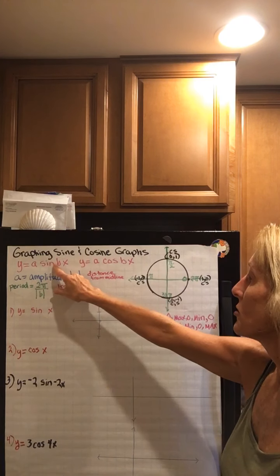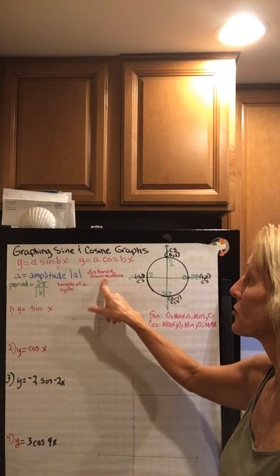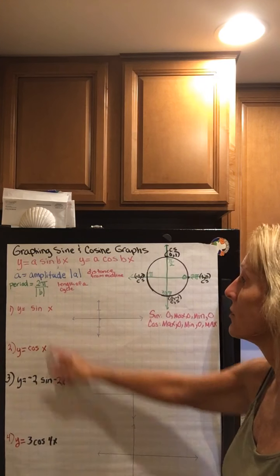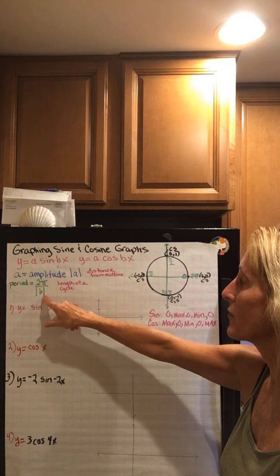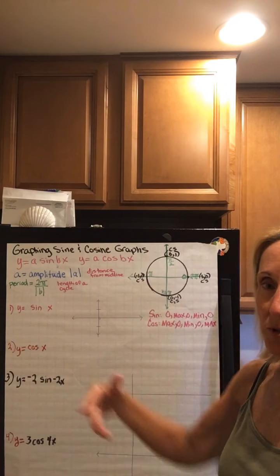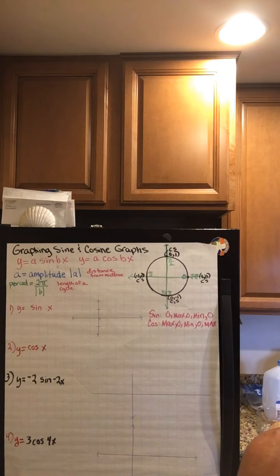So here's the equation for sine and cosine. You need to know your amplitude, which is your distance from your midline, and you need to know how to find your period, which is still 2 pi over the absolute value of b. So we're still using skills we had from last week. Hopefully everything is showing up.